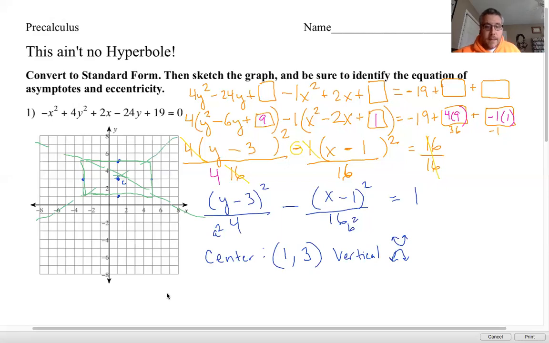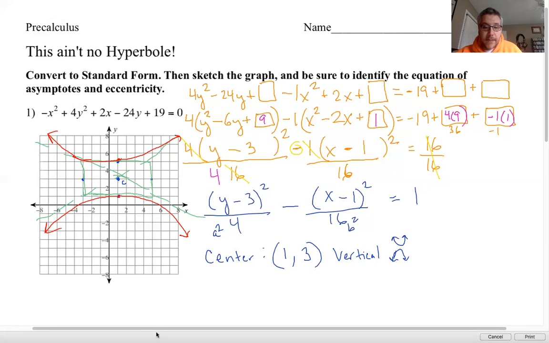Now to put the branches in, since it's vertical, I start at the top. I go towards the asymptotes, but I'm not supposed to crash into them. It just kind of fences it in, and the same thing there. All right, good enough for government work. What can we do now? We can put in the foci.